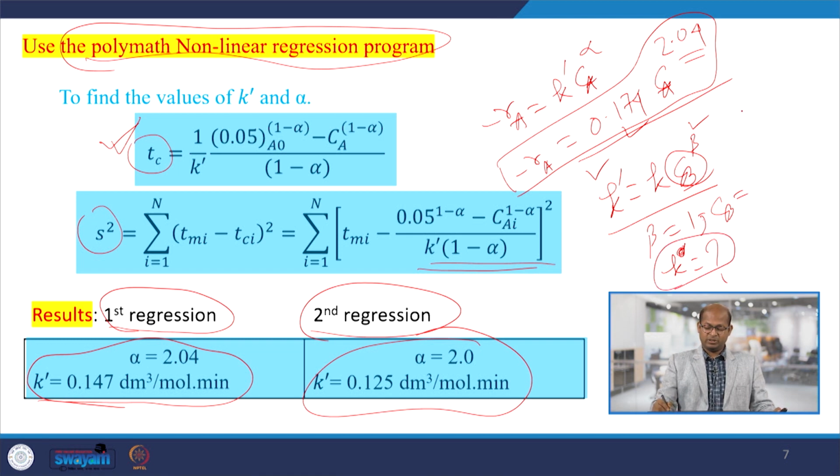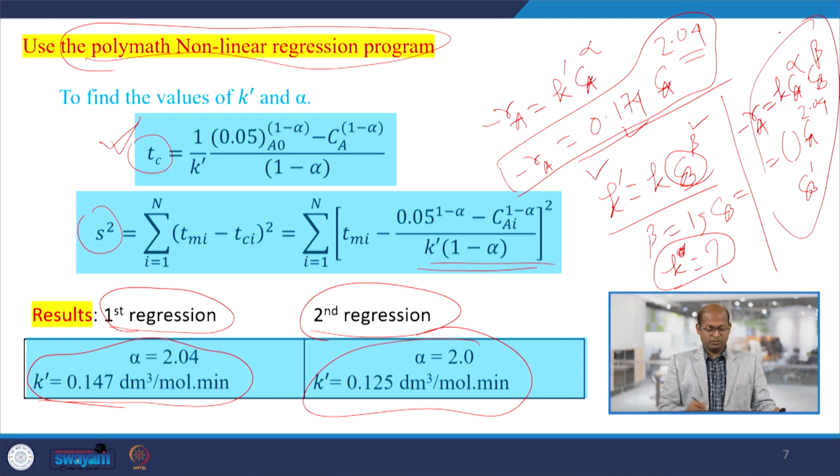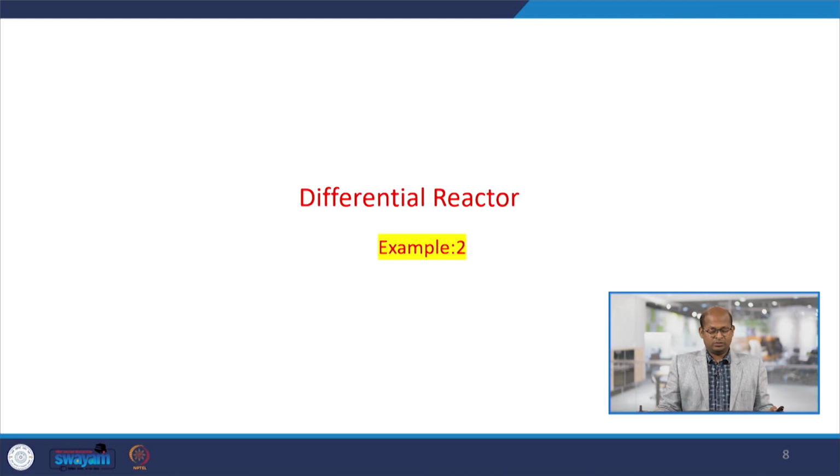So, the actual equation is minus R equals k C A to the power alpha C B to the power beta. Here we put C A to the power 2.04 and C B to the power 1. So, this would be the rate equation. Using Polymath nonlinear regression, it would be easy for us to solve this type of nonlinear equations. It would be the easiest way.